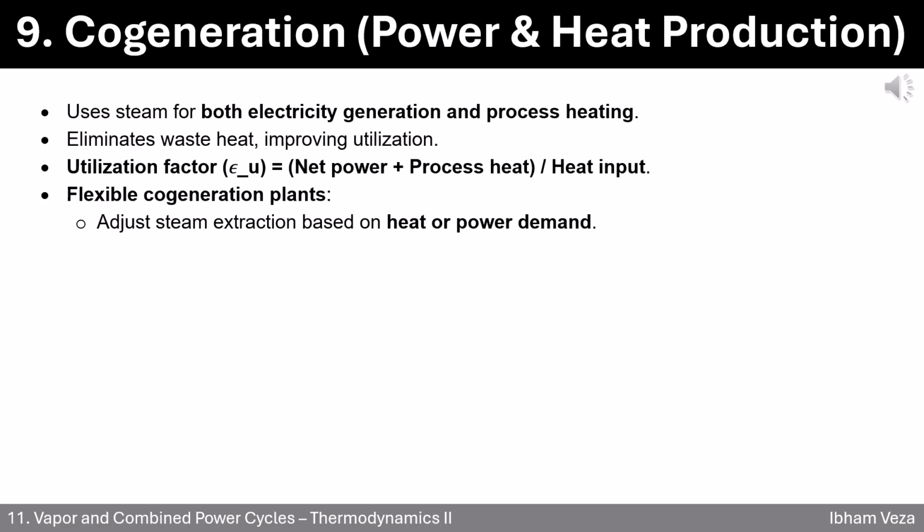This approach eliminates waste heat, meaning we use more of the input energy, which improves overall efficiency. We measure this through the utilization factor, which combines both net power and useful process heat and divides it by the total heat input. Flexible cogeneration plants are even smarter. They can adjust how much steam goes to turbines or is extracted for heating based on what's needed more, heat or electricity. This adaptability makes cogeneration plants more efficient, cost-effective, and environmentally friendly.